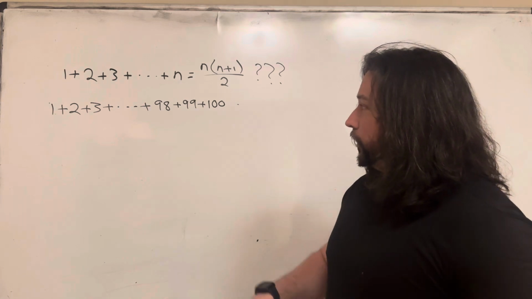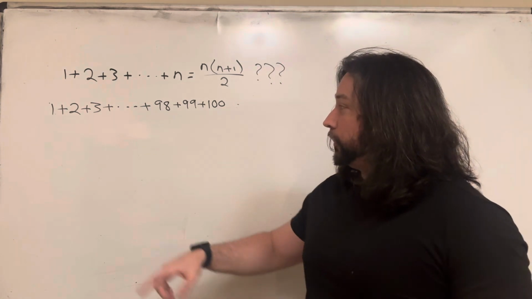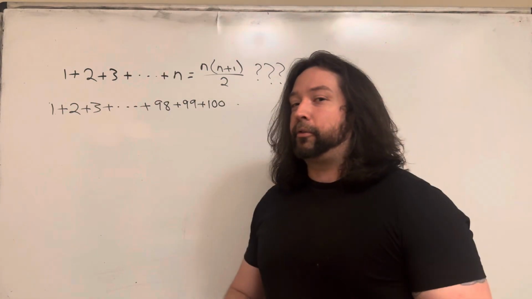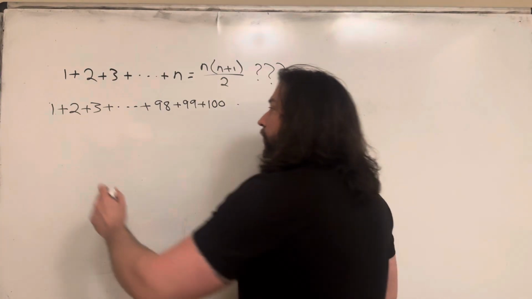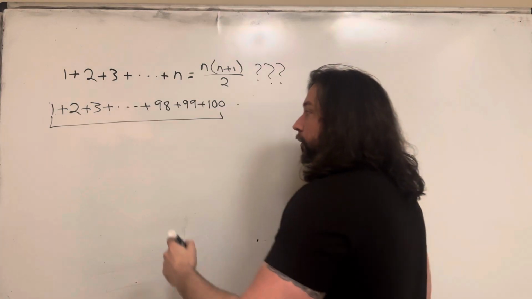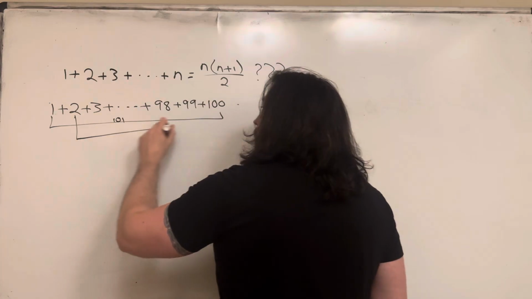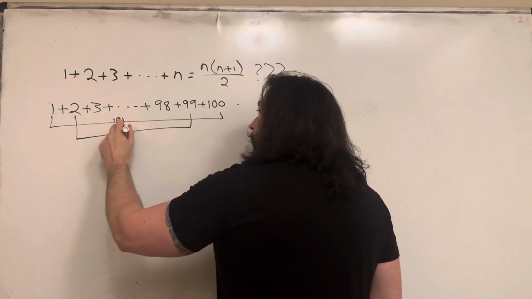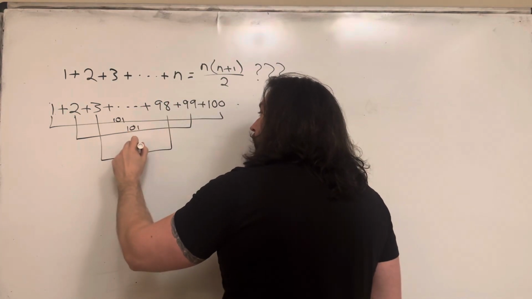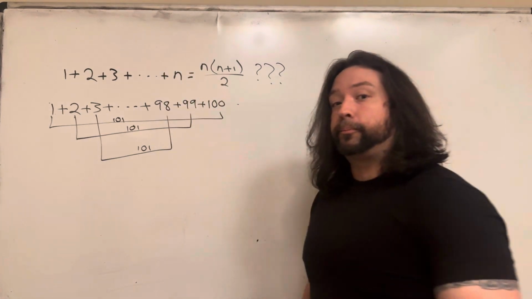And what Gauss realized is, one, this is going to take a long time if you actually sit down and do 1 plus 2 plus 3 all the way up to 100. But he realized something rather interesting. And that is that if I take 1 plus 100, that's just going to be equal to 101. If I take 2 plus 99, that's also going to be equal to 101. And if I take 3 plus 98, that's also going to be equal to 101. And this goes all the way down, right?